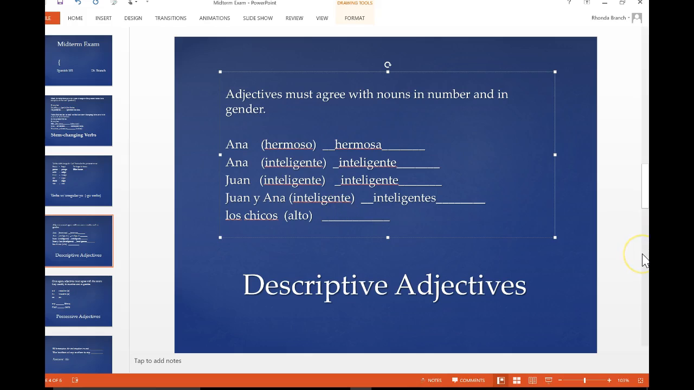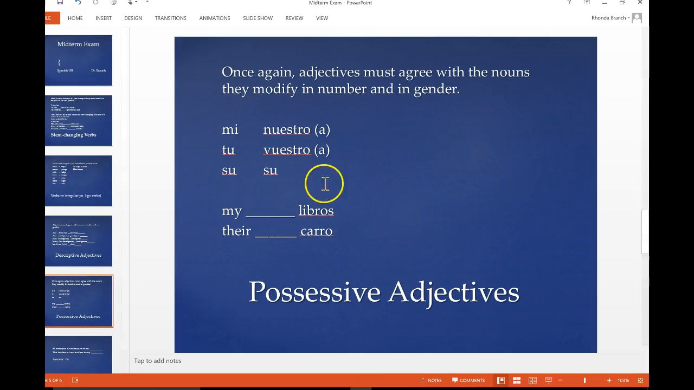Okay, let's take a look at the last one, los chicos. We're going to add an S to alto to make it altos, okay? The tall boys and girls. Okay, so that's simply what you do there. No problems there. Okay, moving right along.